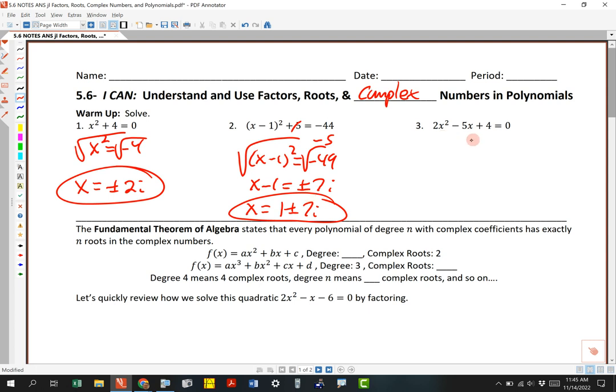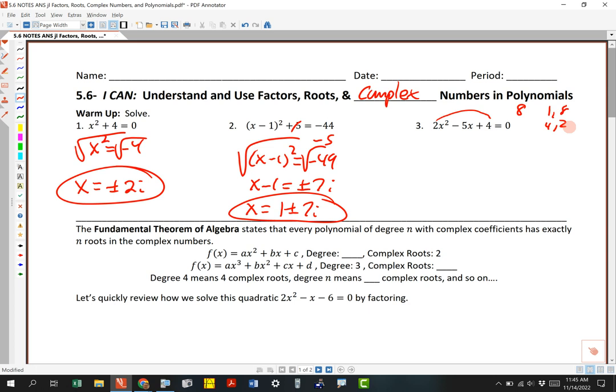This one right here, if you tried to factor, because factoring a lot of times is a little bit simpler, I'm going to multiply these two together. I'm going to get 8. And I'm going to think for a second, do I have numbers that multiply to be 8 that combine to be negative 5? If you tried 1 and 8, or 4 and 2, or any combination of those, you can't make a negative 5.